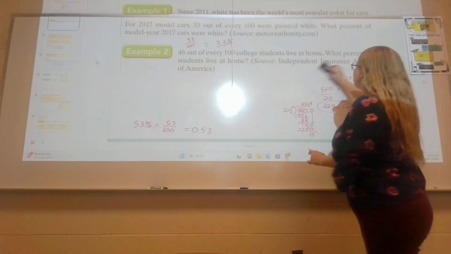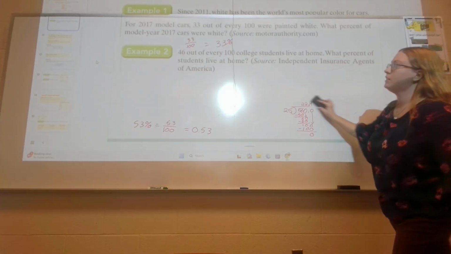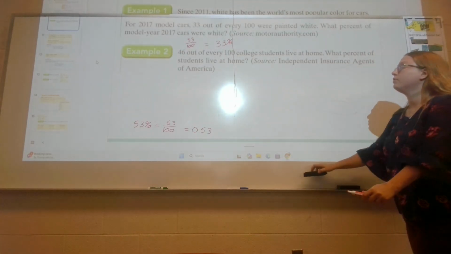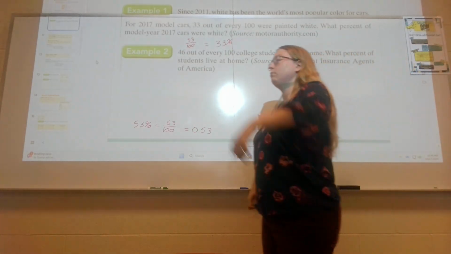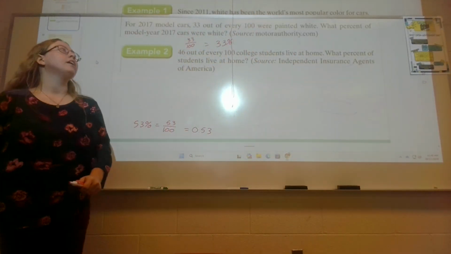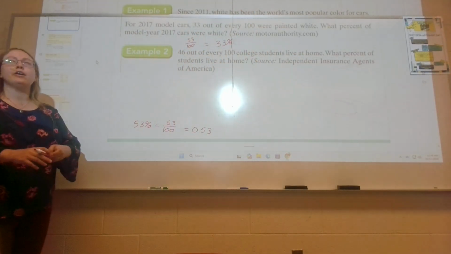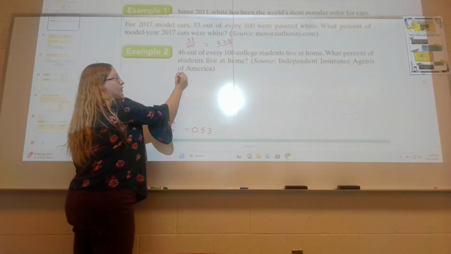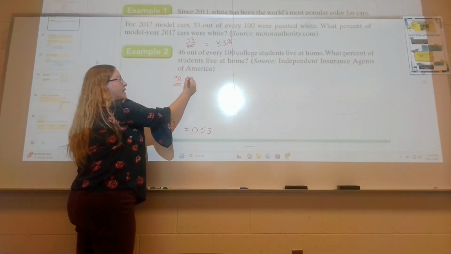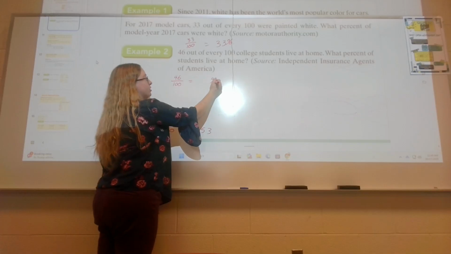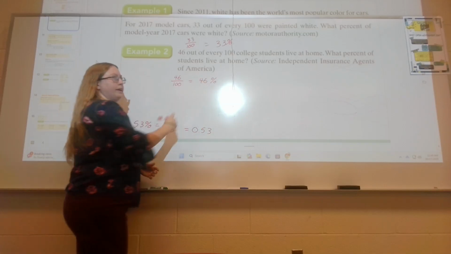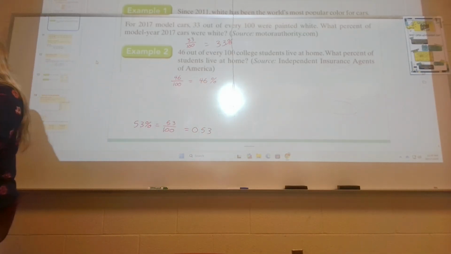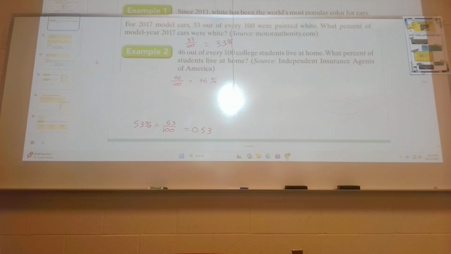So when I look at the next question here, this time it tells me 46 out of every 100 college students live at home, and lots of the rest of the question. So how do I write 46 out of 100 as a fraction? 46 over 100, and that's going to be equal to what percentage? 46. If you hear a percent or something out of 100, that number is the percentage.